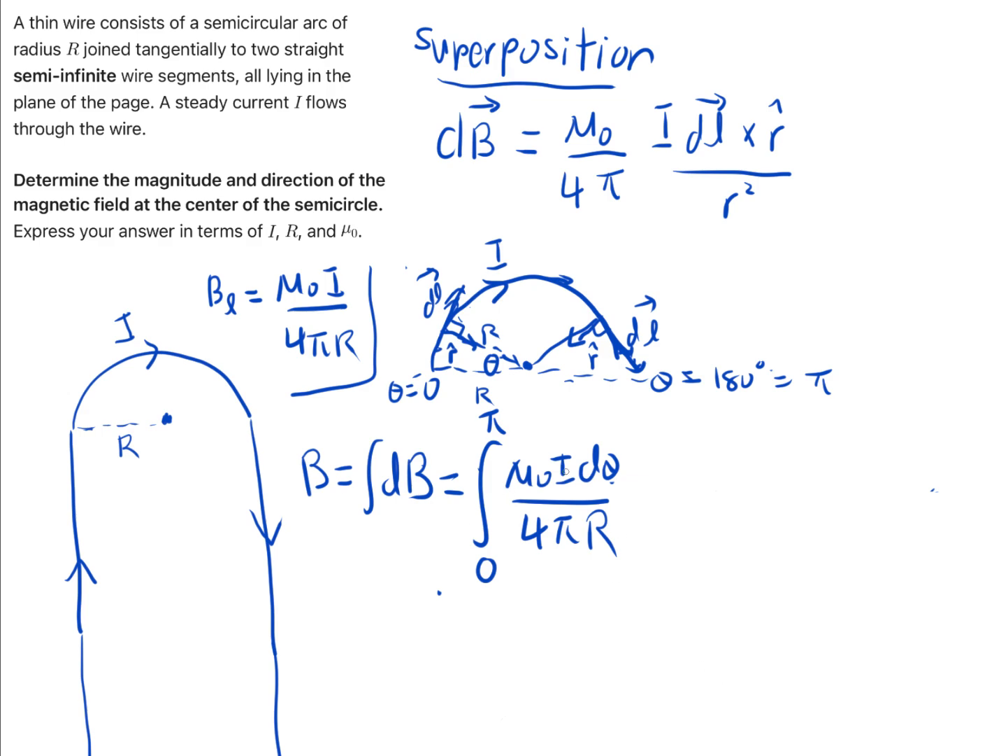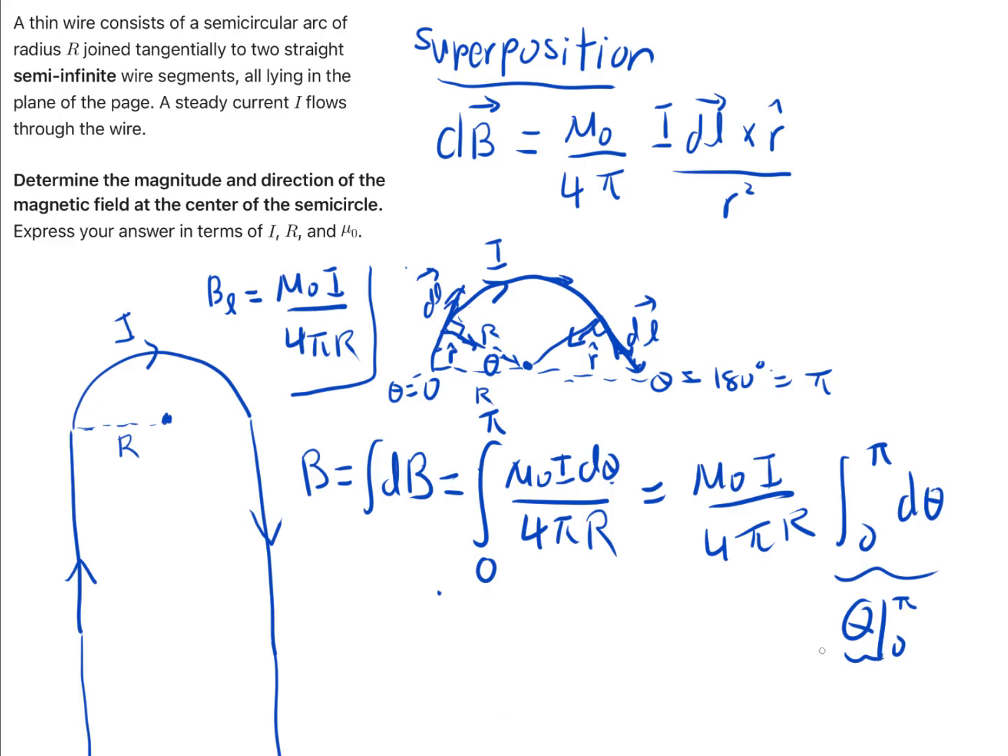And now notice how almost all of these are constants. The permeability is constant, the current is constant, 4 pi is constant, and the radius r is also a constant. So since they're all constants, we can pull them all out of the integral and just integrate d theta from 0 to pi. So this is just summing up all of the little theta pieces, and so this just becomes theta, the full theta, and we evaluate it from 0 to pi.